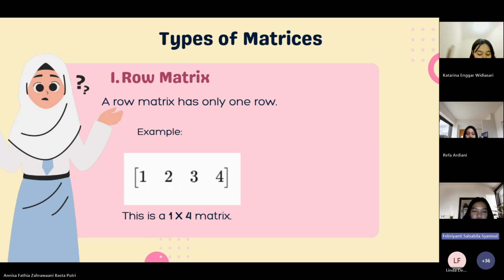The first type is a row matrix. A row matrix contains only one row, but it can have several columns. In this example, the matrix has an order of 1 by 4, which means it consists of one row and 4 columns. Next.